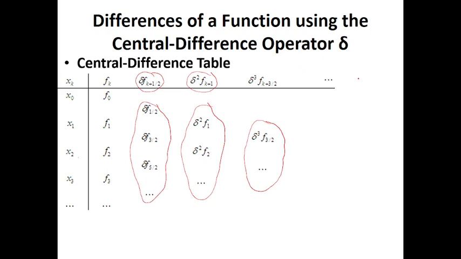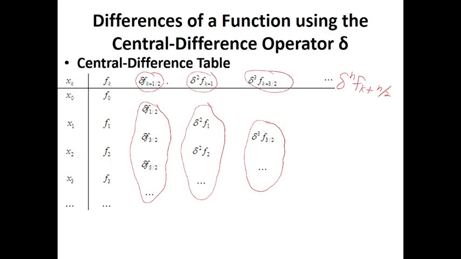So this will continue until we reach delta to the power of n f sub k plus n over 2. Okay, this is just an alternative.